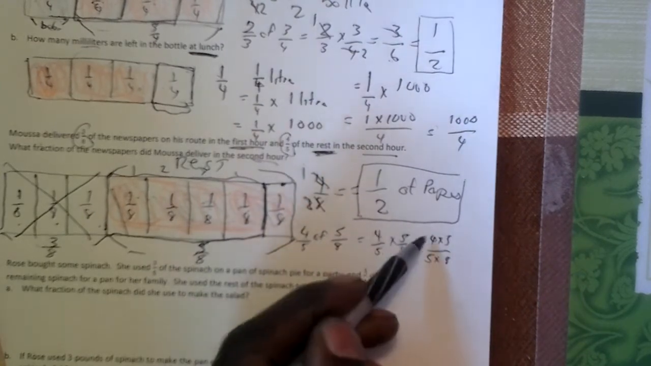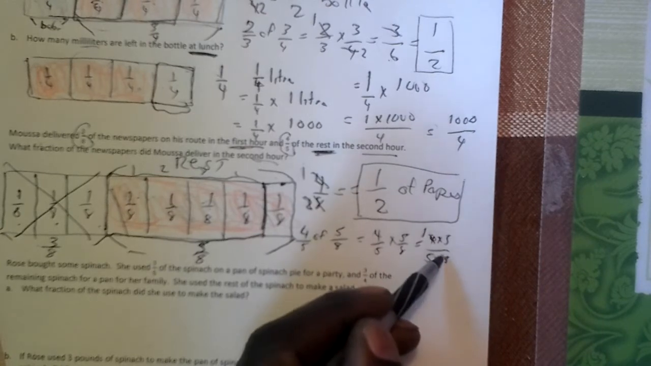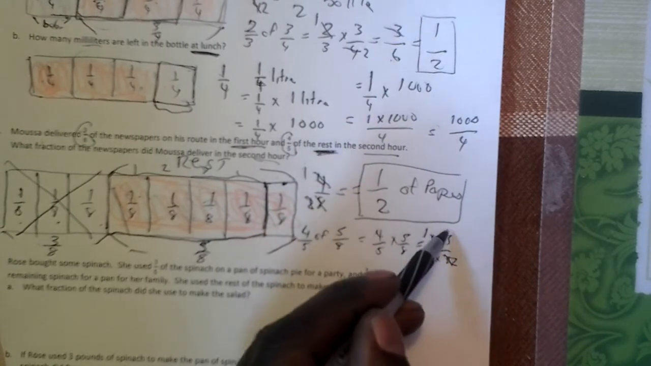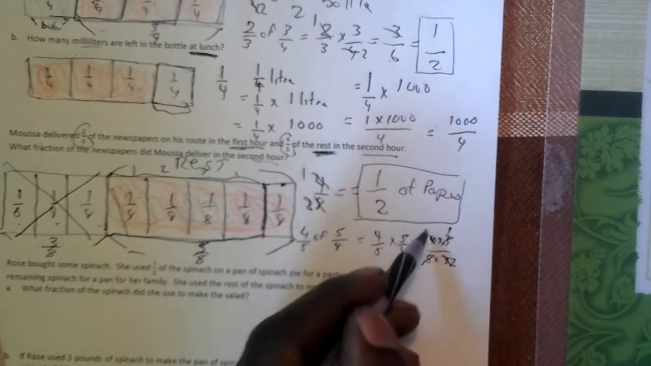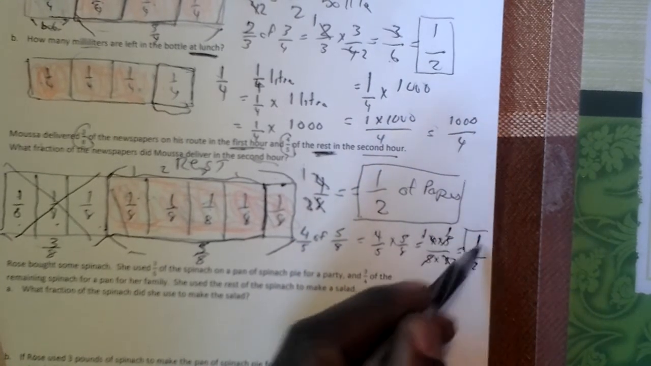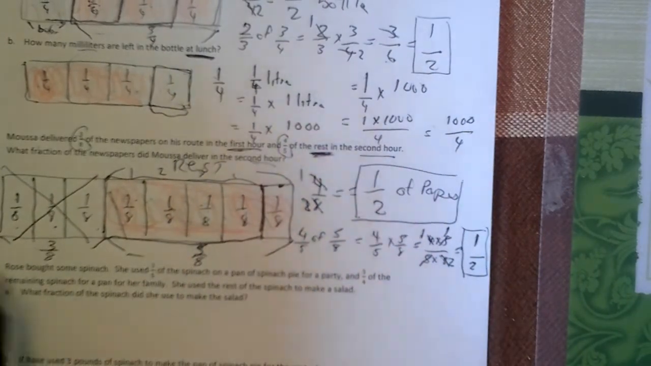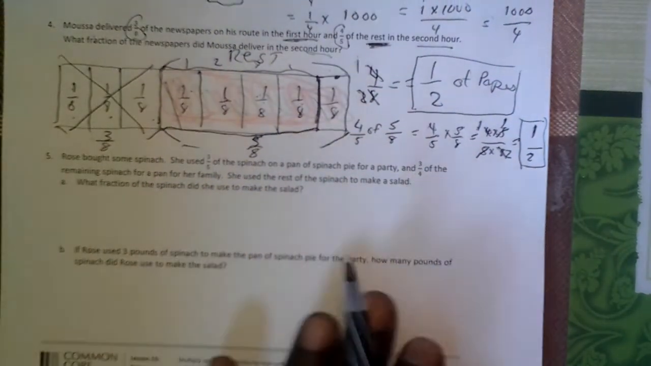Now can we reduce? Yes, we can. 4 goes into 4 one time. 4 goes into 8 2 times. 5 goes into 5 one time. 5 goes into 5 one time. So we have 1 times 1 equals 1. 1 times 2 equals 2. So we come up with half. So which way do you think is easier? Looking at the numbers or doing the math? I think they're both the same, okay? Alright, so getting towards the last one, last question, number 5, right?